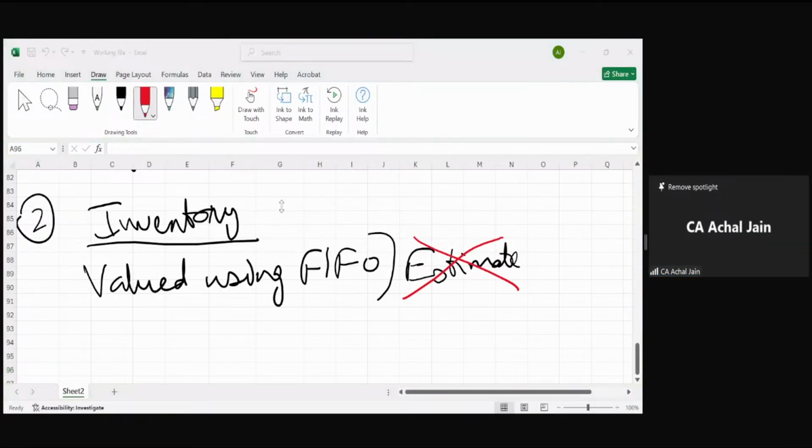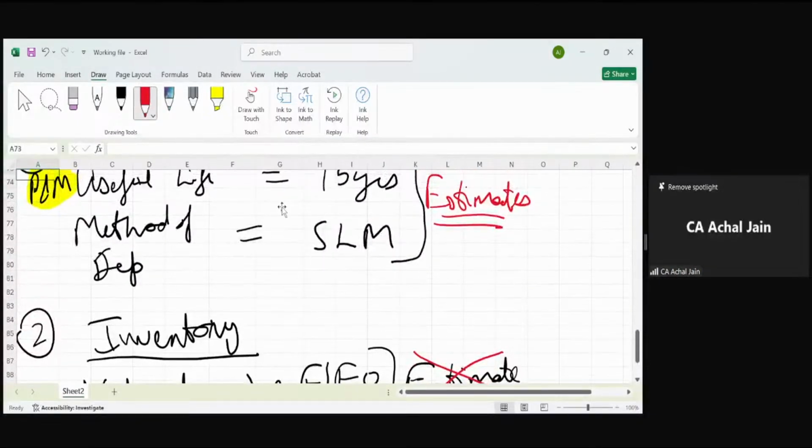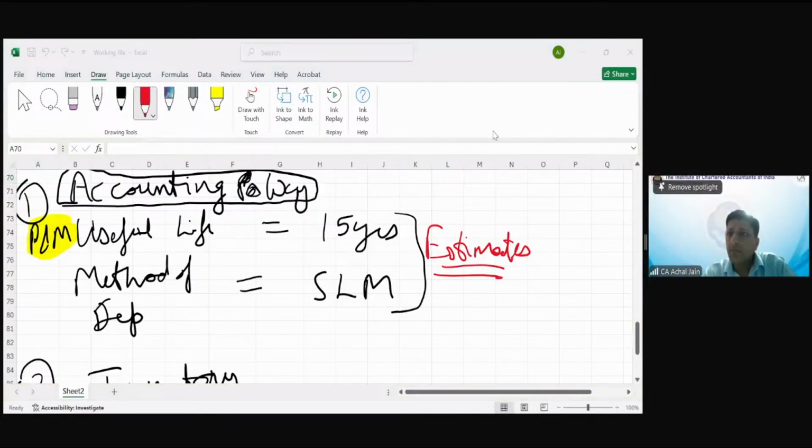But when you say that the method of depreciation is involved, useful life is involved, that's all based on estimate. Clear? Yes, sir. All right. Okay.